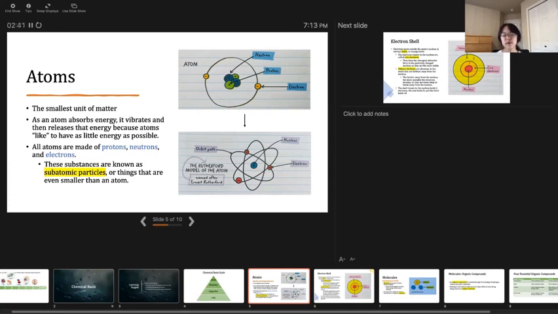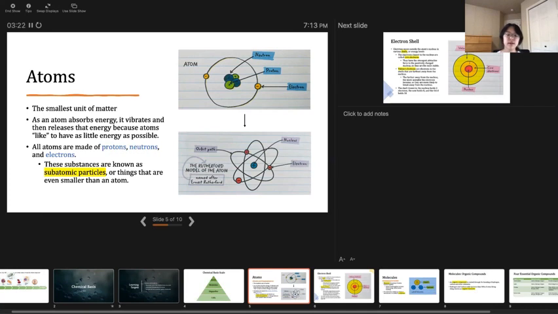And so these protons, neutrons, and electrons are known as subatomic particles, or things that are even smaller than atoms. Yes, even though I said atoms are really small, there are even smaller things than them. But I'm pretty sure after this, there won't be anything smaller. On this diagram, you might notice these signs: a negative sign and a positive sign. These actually indicate the charges of each of these particles.